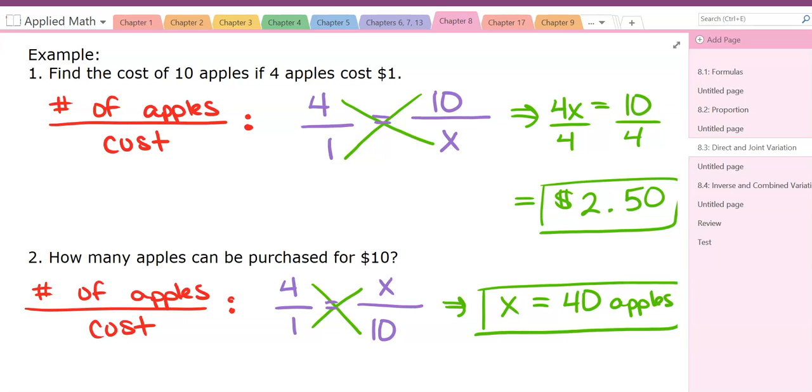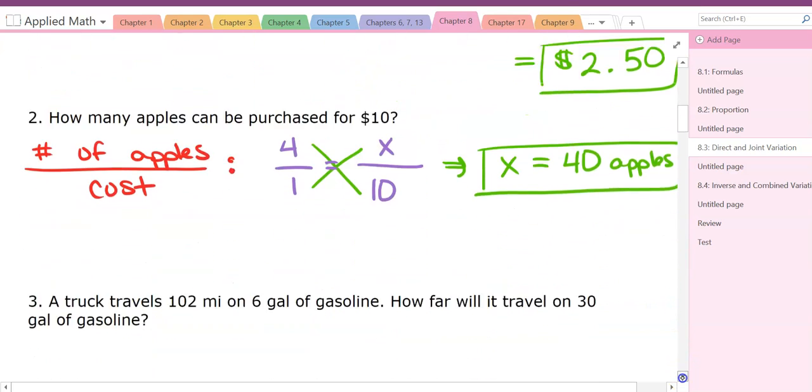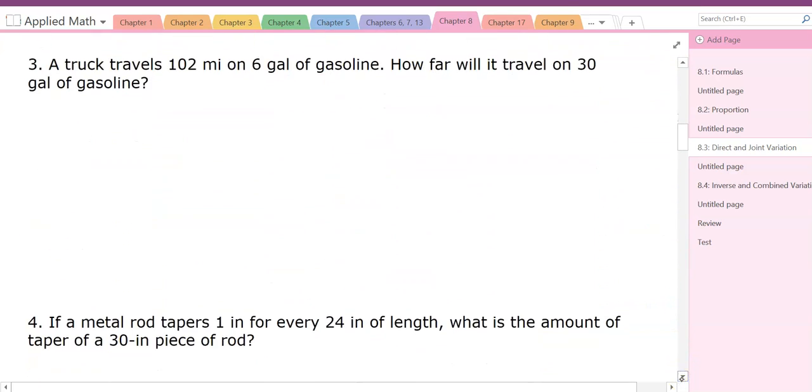All right, let's take a look at the next one. So a truck travels 102 miles on 6 gallons of gasoline. How far will it travel on 30 gallons of gasoline? The way you set up your proportion doesn't really matter. You just have to keep it consistent. So you could put miles over gallons, or you could even put gallons over miles. That's not going to make a difference.